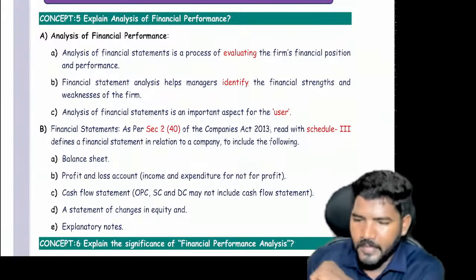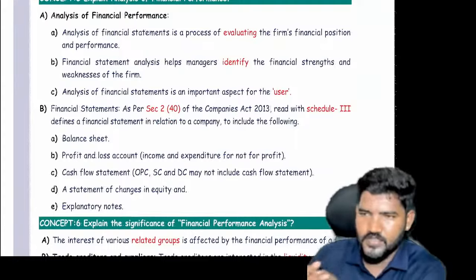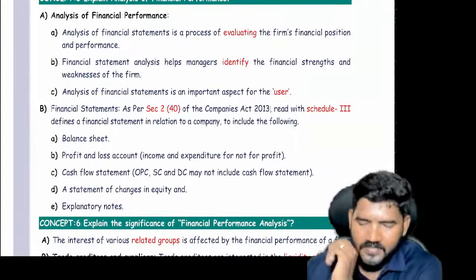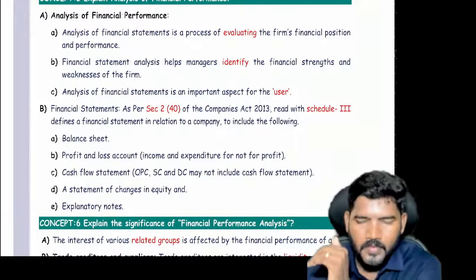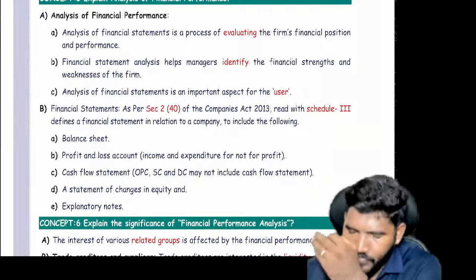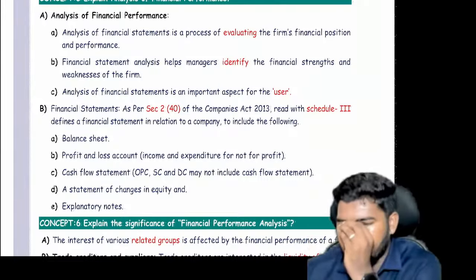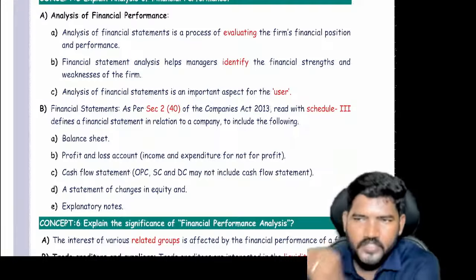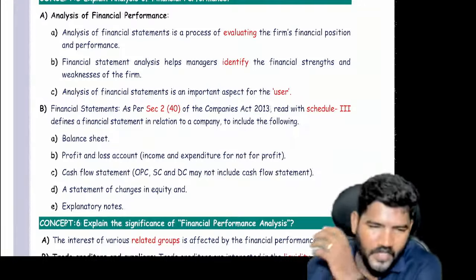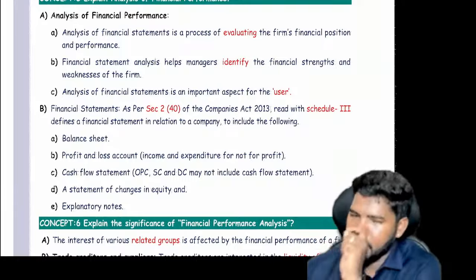So you already know the meaning of internal persons and external persons. For example, a company employee is an internal person, a creditor is an outside person. So internal members and external members, everyone is using financial statements to analyze the company's financial worthiness, money worthiness, and performance of the organization with the help of financial statements only.